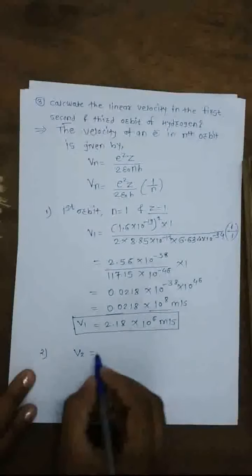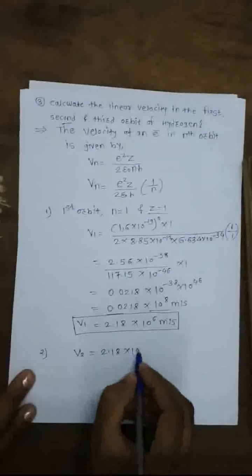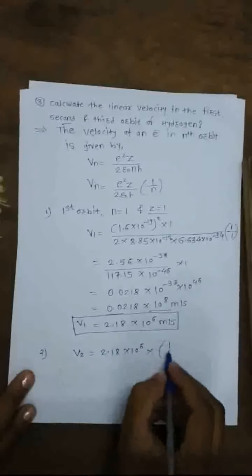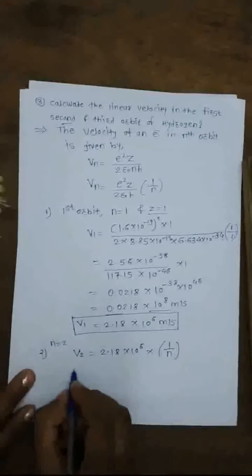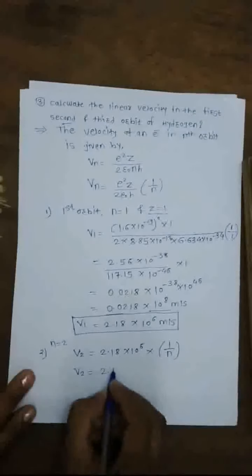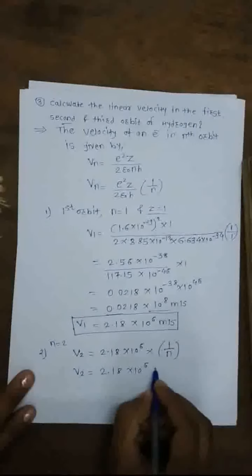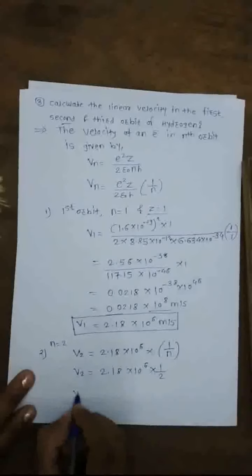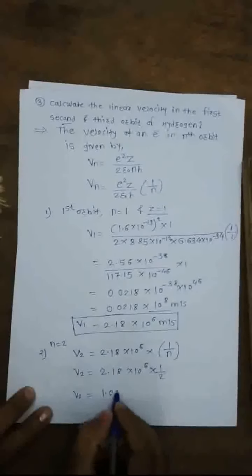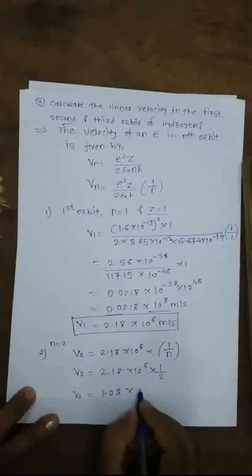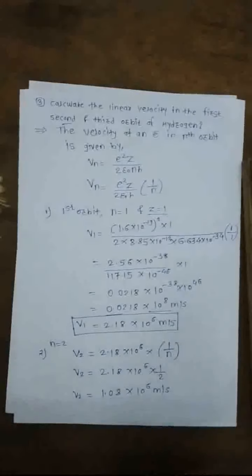V2 is what? 2.18 into 10 raised to 6 multiplied by 1 upon n, for n is equal to 2. Therefore, V2 is equal to 2.18 into 10 raised to 6 into 1 by 2. We will get V2 is equal to 1.08 into 10 raised to 6 meter per second.